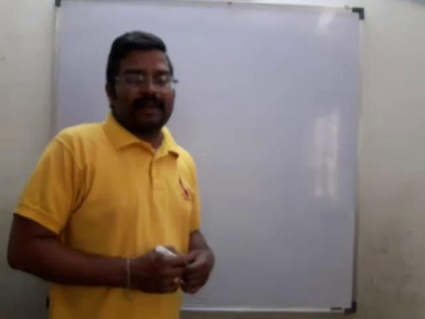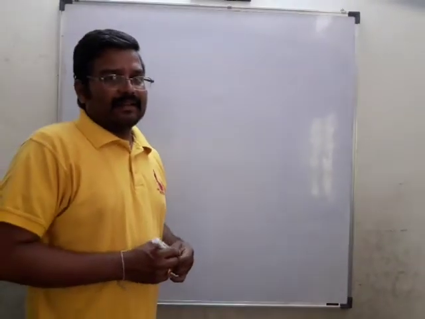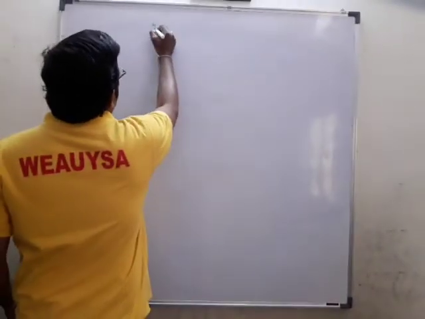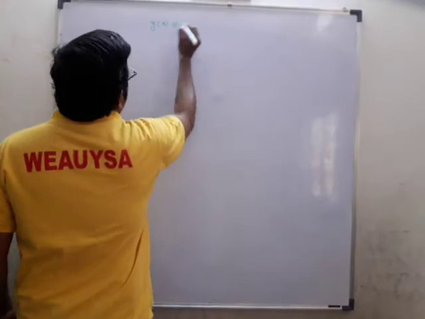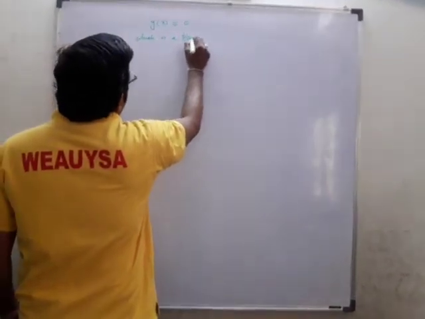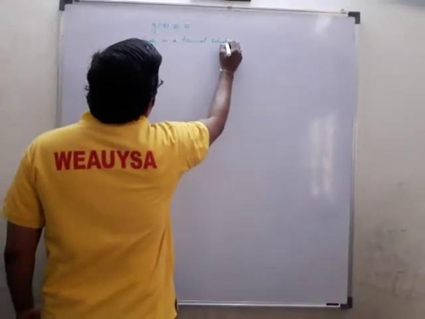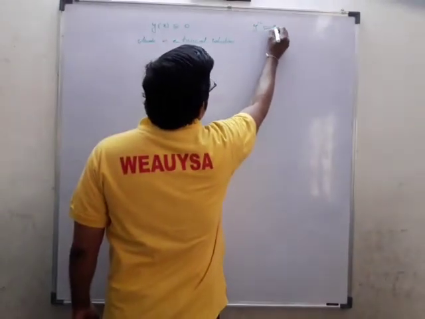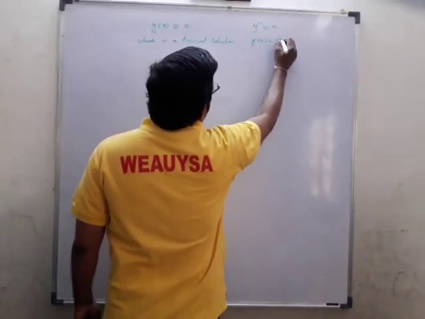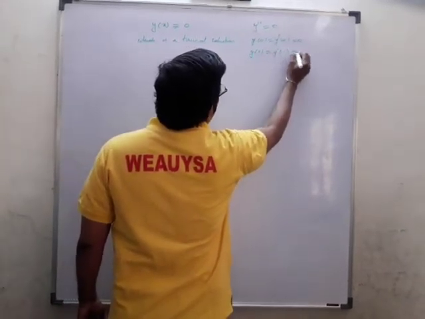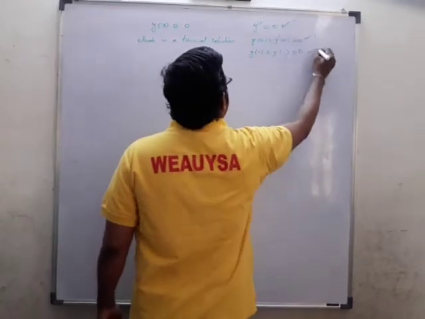Students, the next part of the Green's function we are going to solve. What we got in the previous video is y of x equal to 0, which is a trivial solution. Now, what is that given equation? We'll write it once again: y power 4 equal to 0, y of 0 equal to y dash of 0 equal to 0, y of 1 equal to y dash of 1 equal to 0. So this is the differential equation with the boundary conditions. We got a trivial solution.